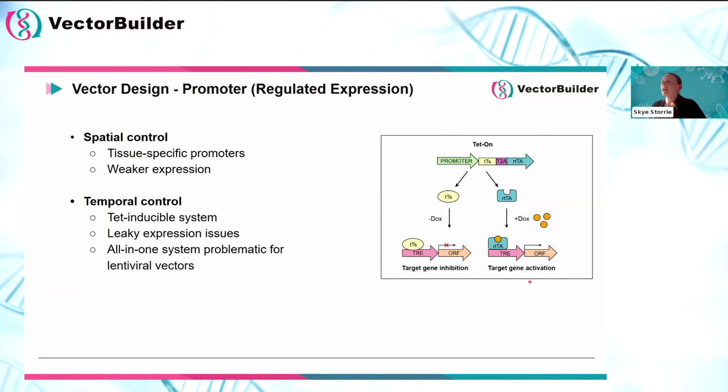Basically, this works through having a number of constructs. The first of which is your gene of interest driven by the tetracycline response element, or TRE promoter. The other is your TET regulatory proteins, in this case a transcriptional activator, which is rtTA. Then when you add doxycycline, it binds to this transcriptional activator, which induces it to bind to the TRE promoter and drive expression of your transgene.